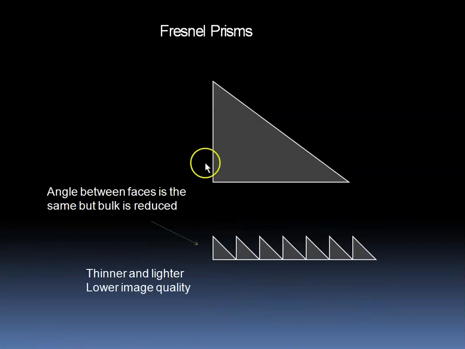Fresnel prisms are a way to reduce the bulk of a regular prism. Here we have small segments in which the overall slope of the surfaces is equivalent to that of the original prism. However, most of the bulk is reduced. The downside is that there are discontinuities between each segment which scatter light and degrade the image.